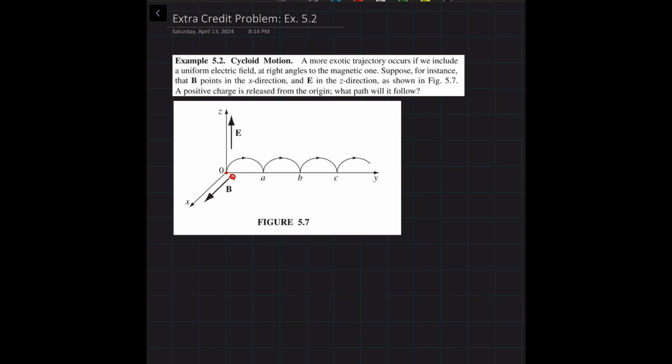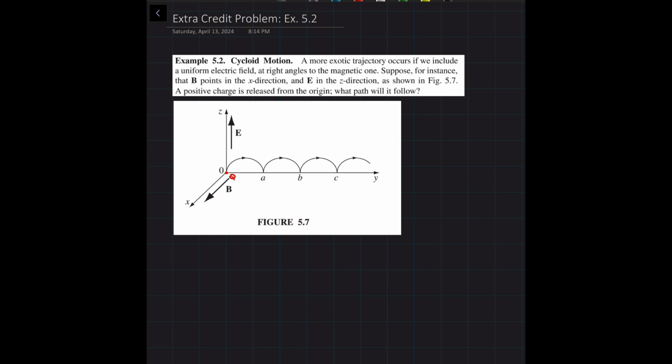So today we're going to be doing example 5.2, which is on cycloid motion. The example says, a more exotic trajectory occurs if we include a uniform electric field that is at right angles to the magnetic one. Suppose, for instance, that the magnetic field points in the x direction and the electric field in the z direction. As shown in figure 5.7, a positive charge is released from the origin. What path will it follow?